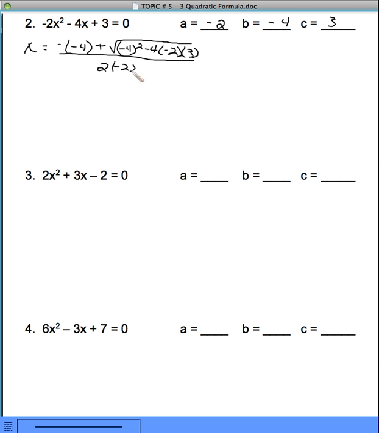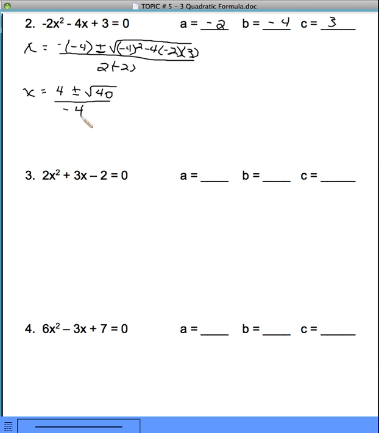Now, again, if you put only what's in the square root under the radical, this is positive 16. Remember, do not enter this without parentheses, a negative and squared, or you're going to get a negative number. So that's positive 16 plus 24. So you've got 4 plus or minus the square root of 40, all of that over negative 4.